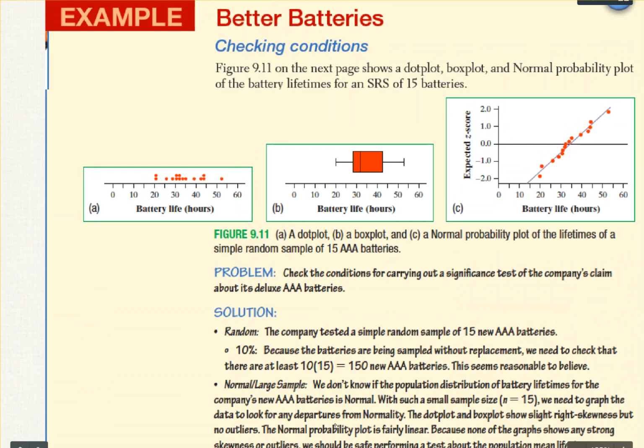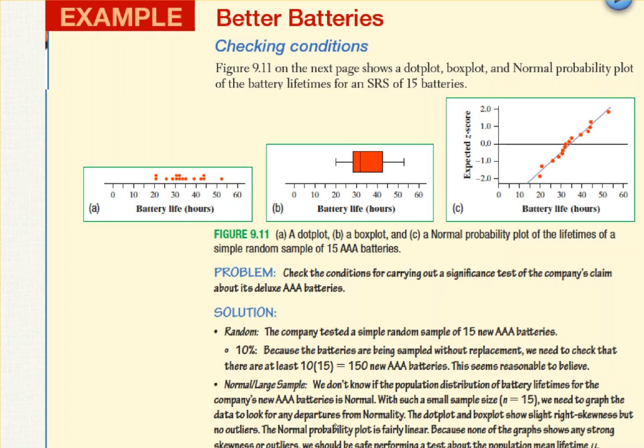All right, so let's see whether we meet the conditions for this battery example. Here we have our dot plot, a box plot, and a normal probability plot. Just to remember, if a normal probability plot is linear, if it looks like a line, then it's approximately normal. First off, random. Well, it was a simple random sample, so it's random. For the 10% condition, we would assume that they're making at least 150 new AAA batteries, right? A single Costco pack has like 100, so you would assume they're making at least that many new batteries.